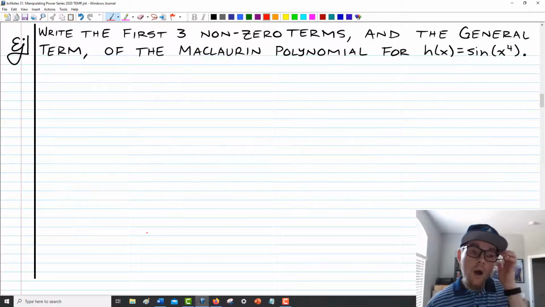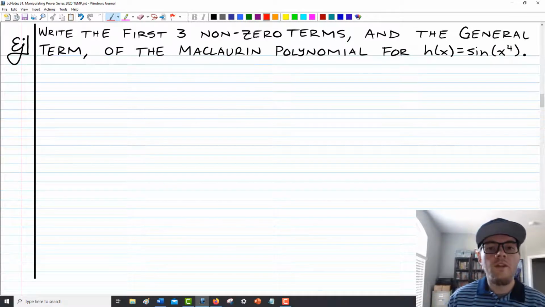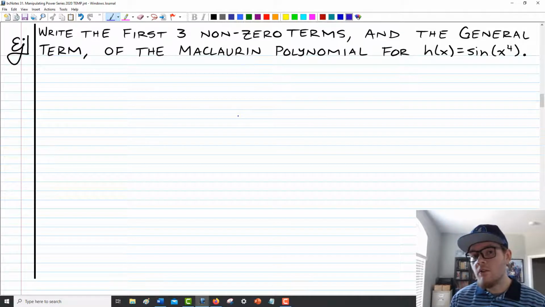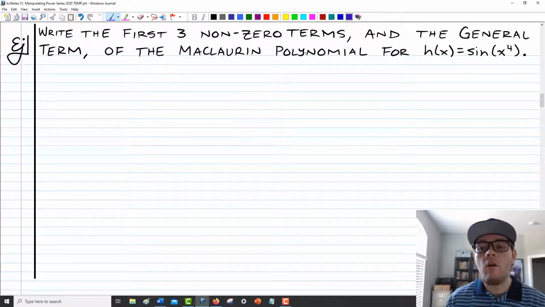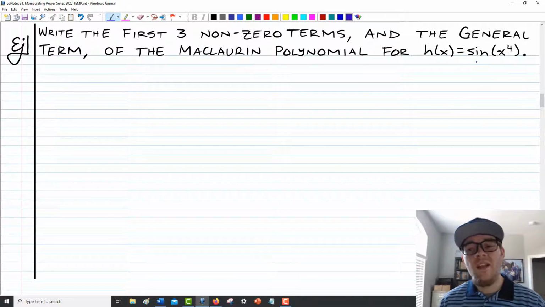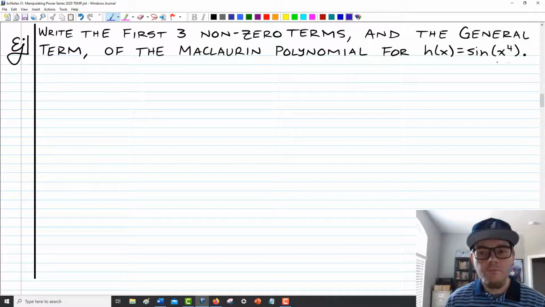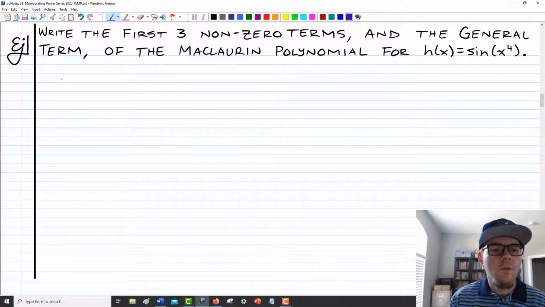So here's a true, authentic example. In this one, it asks us to write the first three non-zero terms and the general term, it's important, of the Maclaurin polynomial for h of x equals sine of x to the fourth. So we now want to do kind of the same thing, but this time for sine of x to the fourth. So to kick things off, we begin by writing out what we know the expression is for sine of x.